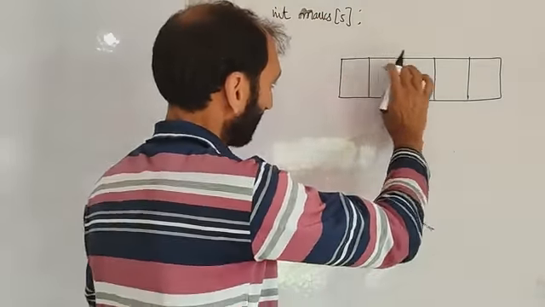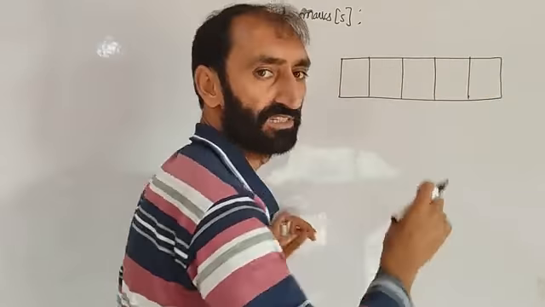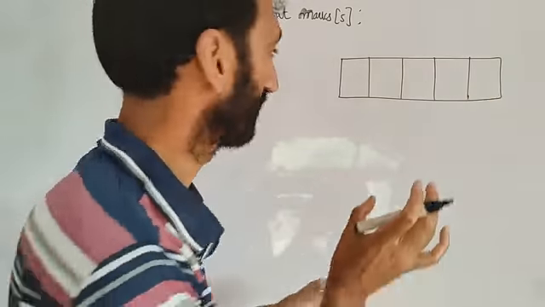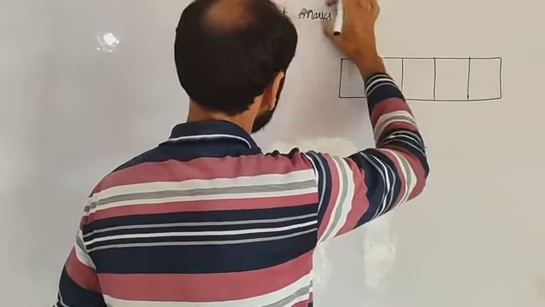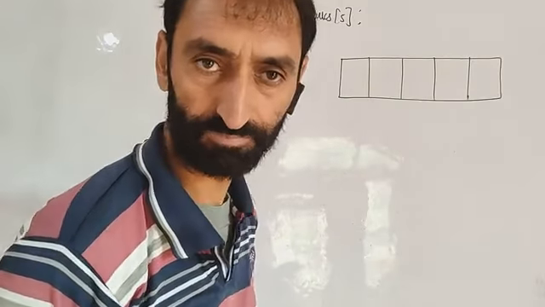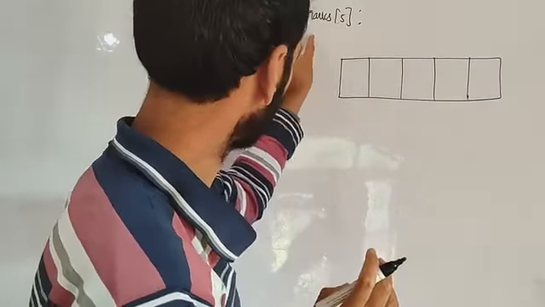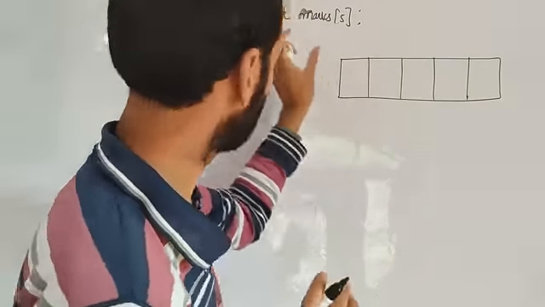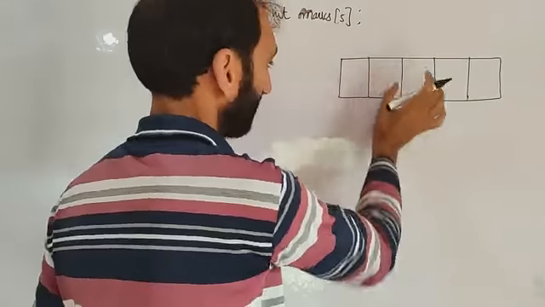In this array we can store the marks of 5 students, or the roll numbers of 5 students, or the names of 5 students, whatever we want to store, we can store by using this 1D array. If we want to store the marks of 5 students, we can declare the 1D array for it.